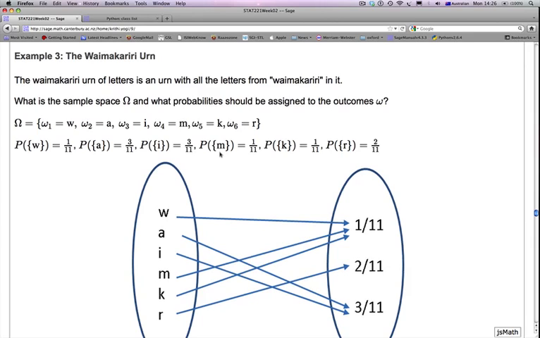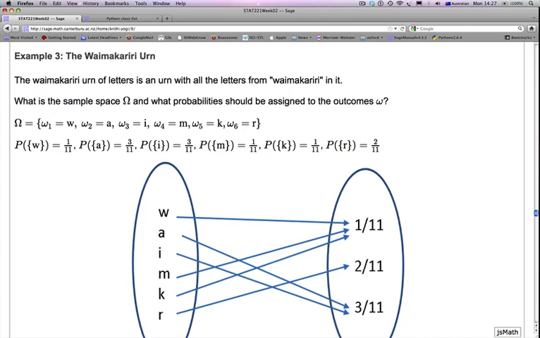The Waimakariri is a beautiful braided river that runs north of us in Christchurch here. So imagine taking the letters that make up Waimakariri and throwing them into an urn or a little box with all the letters in it. The game is to mix up this urn and pull a letter out. So the sample space, capital Omega, for the Waimakariri urn is capital Omega equals, little omega 1 is W.